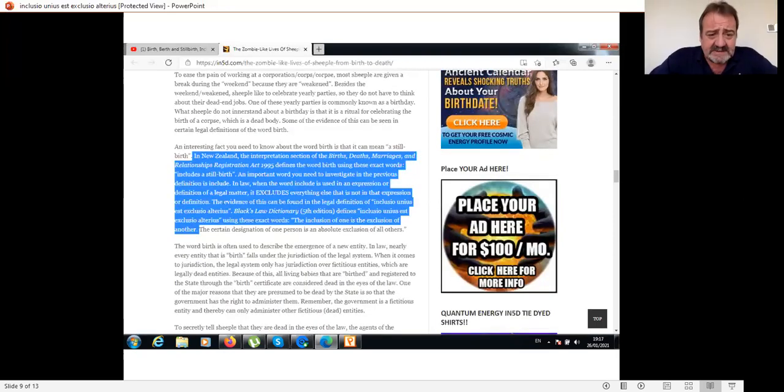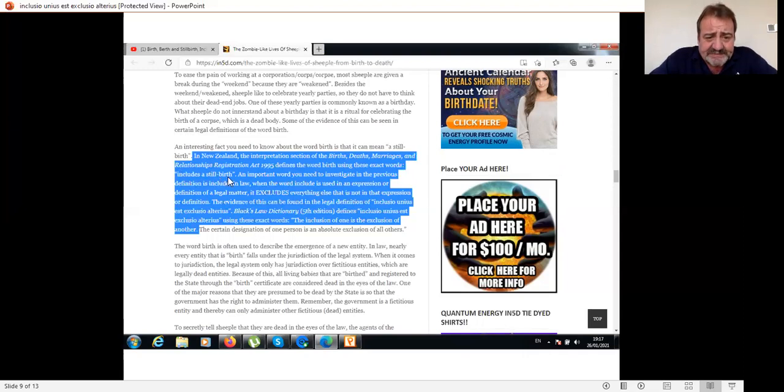In New Zealand, the interpretation section of the Births, Deaths, Marriages, and Relationships Registration Act of 1995 defines the word birth using these exact words: includes a stillbirth. Why would you need to register a relationship? So if it includes a stillbirth, it excludes everything else. So therefore, if you're born in New Zealand, you are considered a stillbirth, whether you are alive or not.